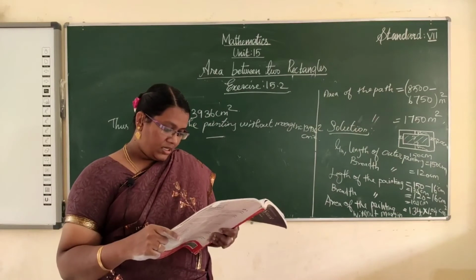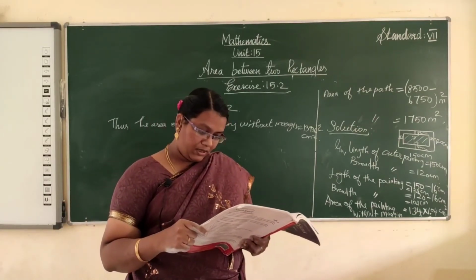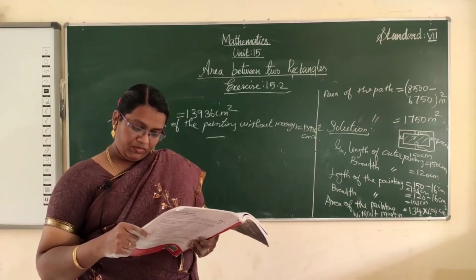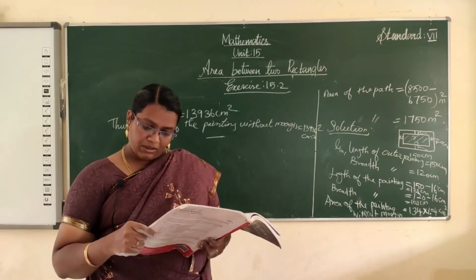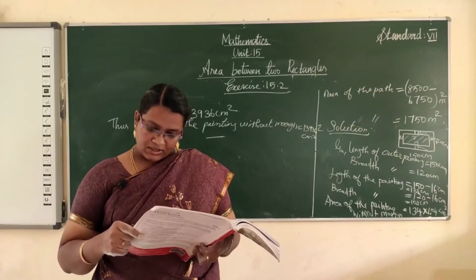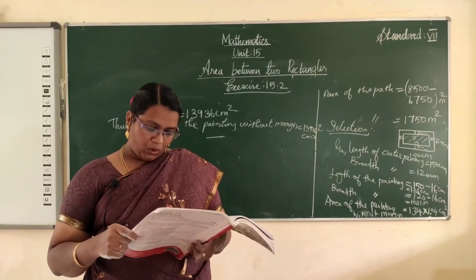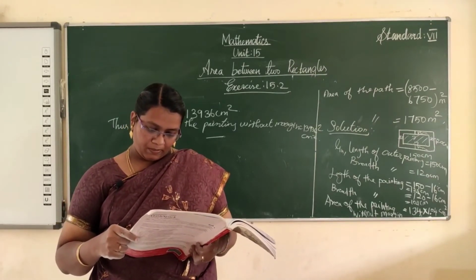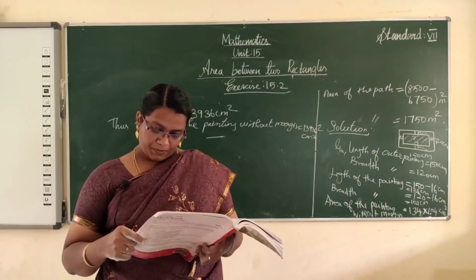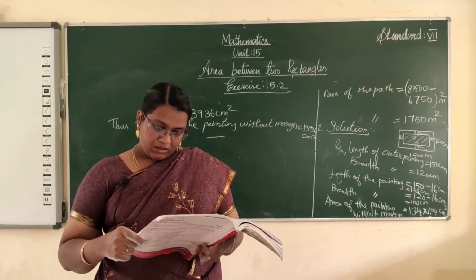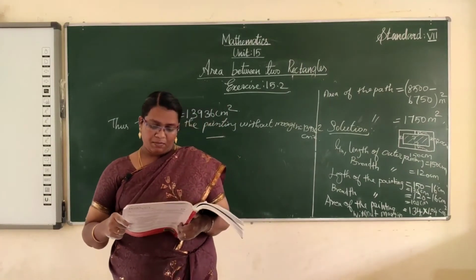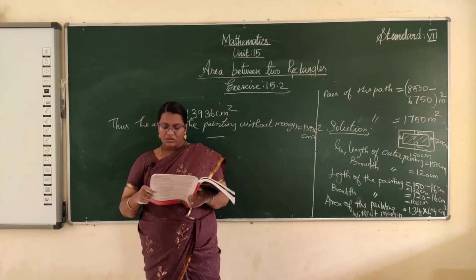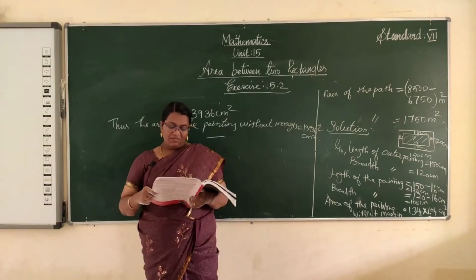Fourth one: the side of the square plot is 80 meter. Two paths of 4 meter width along the sides of the square are constructed in the middle of the plot. Determine the area of the plot. So the side of the square plot is given. Two paths of 4 meter width along the sides of the square are constructed in the middle of the plot.